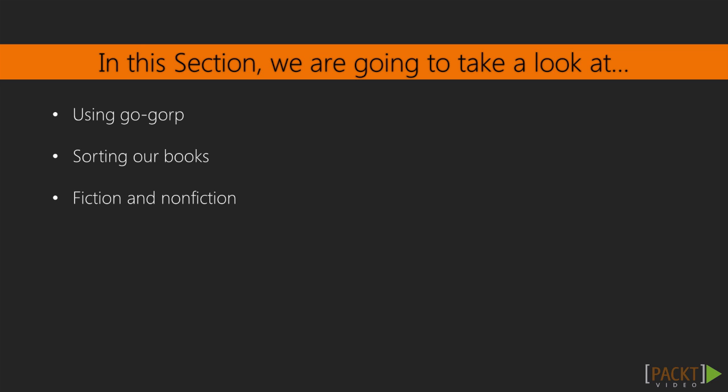We'll start this section by integrating the third-party package go-gorp into our application for cleaner database access. Then we'll introduce the functionality to sort our book collection. Finally, we'll add the option to filter our library by fiction or nonfiction.